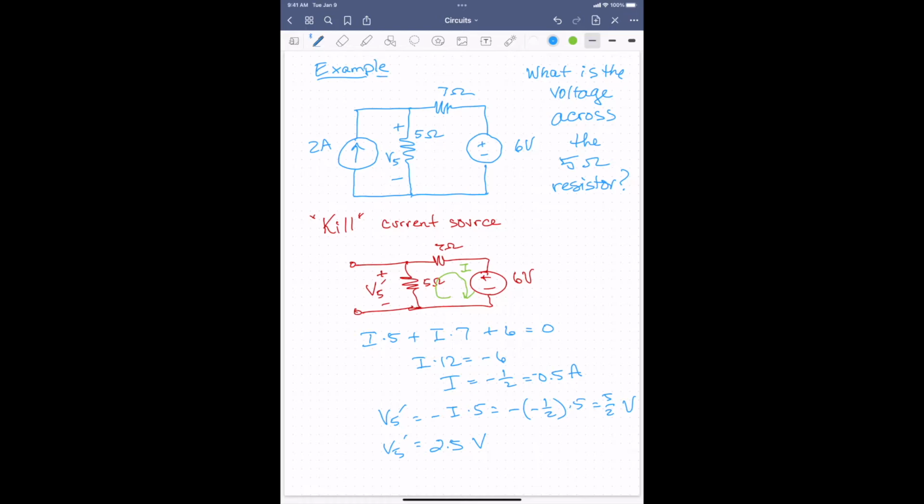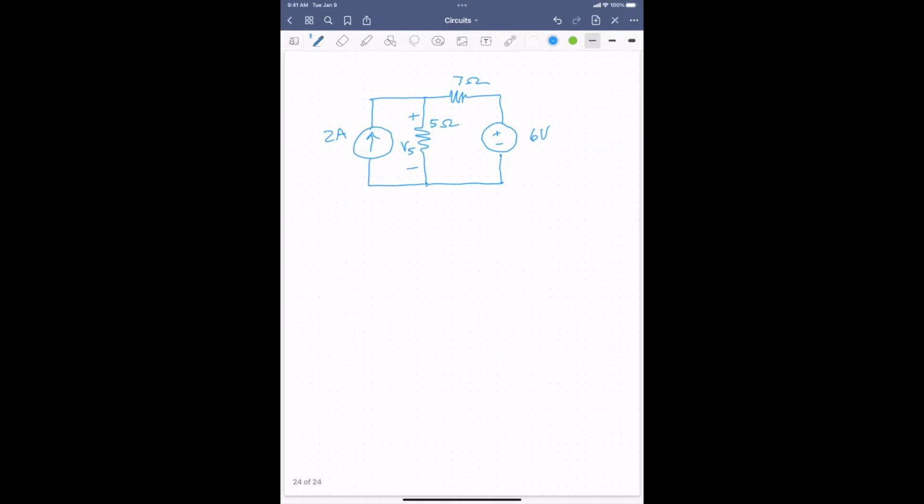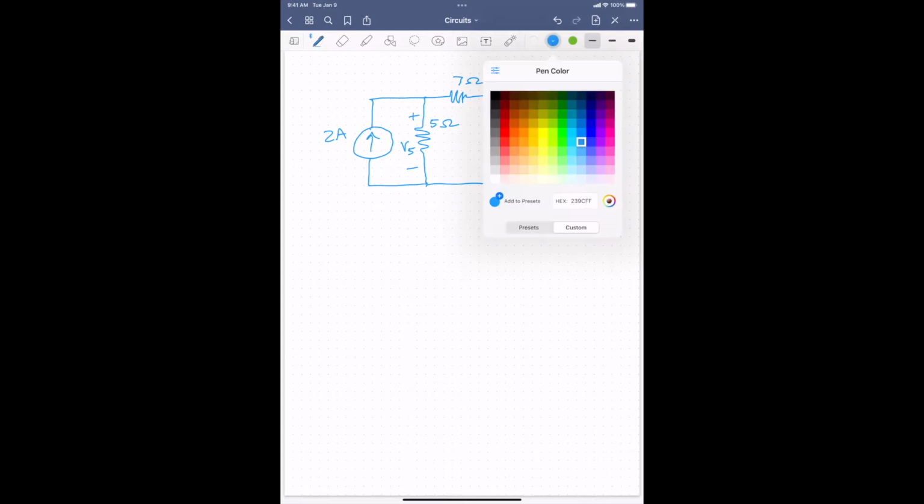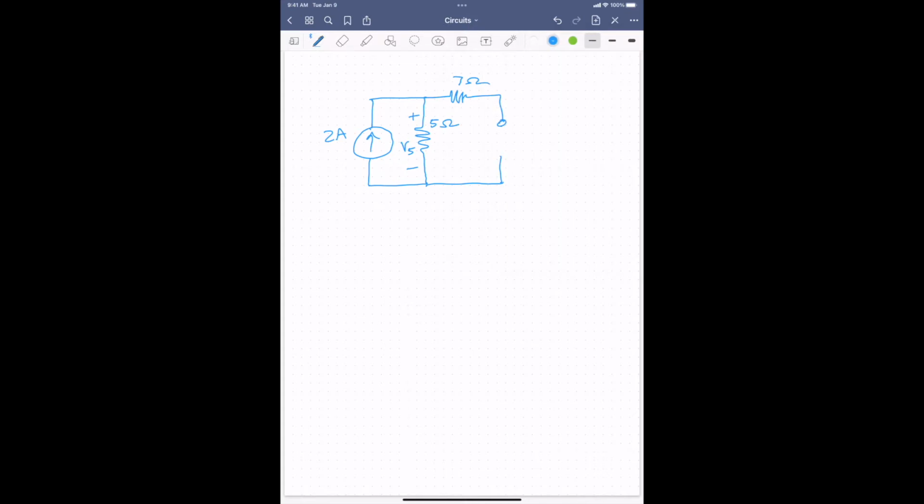The next thing we need to do is do the same concept, find the corresponding voltage, but this time when we kill that voltage source. So I've redrawn the circuit. We're going to replace the 6 volt voltage source with a 0 volt source, which is a short circuit. And now we need to do analysis to solve for V5 double prime. Again, I'm just adding the primes to make it clear it's not the actual V5 we're looking for. And so we'll use nodal analysis. I think it'll be easiest this time.